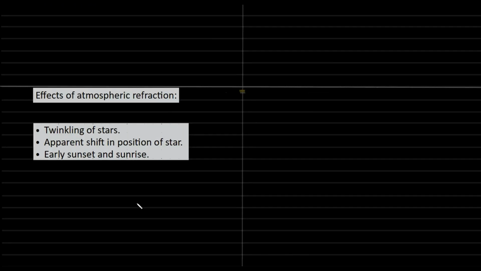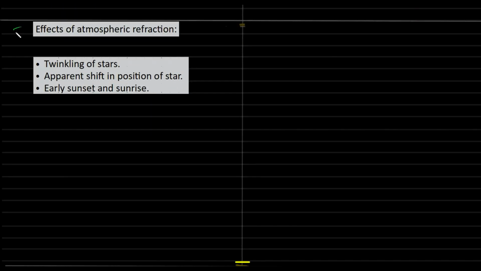Now, because of this, we are able to see twinkling of stars, apparent shift in position of the star. If you don't understand this, we'll explain obviously. Early sunset and sunrise, you guys have seen. Sun is not visible, but we see this reddish sky. So why does this happen? We'll understand this as well.